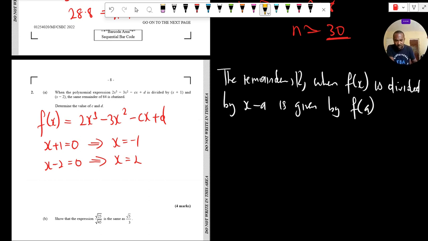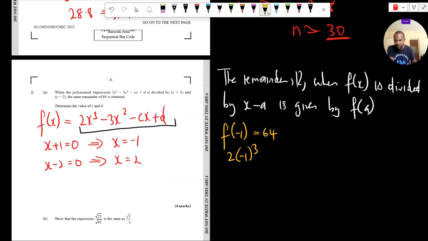So let's apply those individually. So we can say that f of negative 1 is equal to 64. And so we say that 2 times negative 1 cubed, because remember, this of course is our polynomial. Polynomial is f of x equals 2x cubed minus 3x squared minus cx plus d, right?